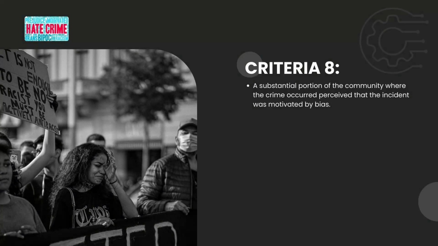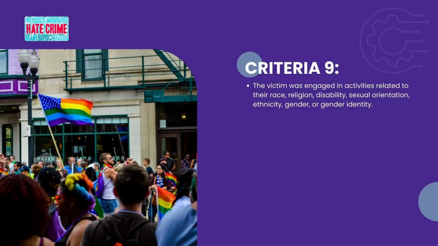Criteria 8. A substantial portion of the community where the crime occurred perceived that the incident was motivated by bias. Criteria 9. The victim was engaged in activities related to their race, religion, disability, sexual orientation, ethnicity, gender, or gender identity. For example, the victim was a member of the NAACP or participated in an LGBT pride celebration.